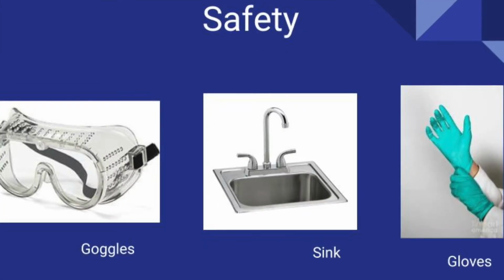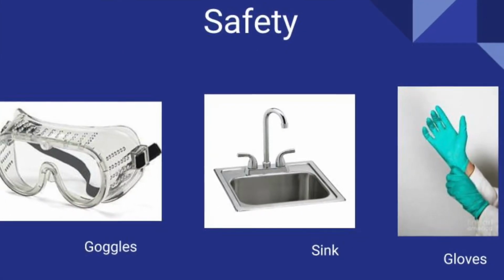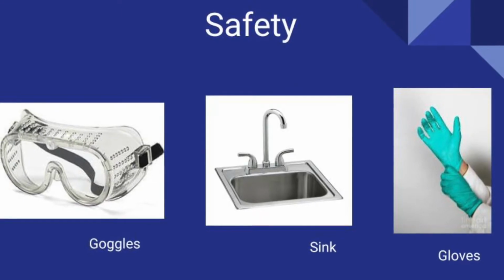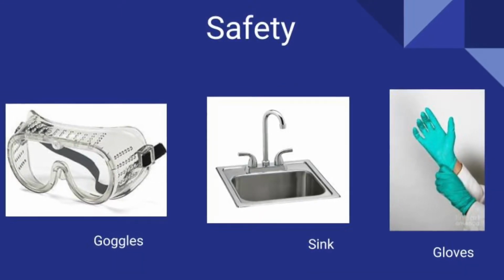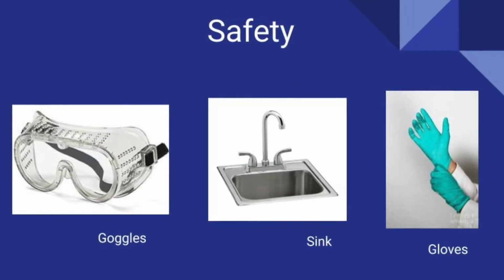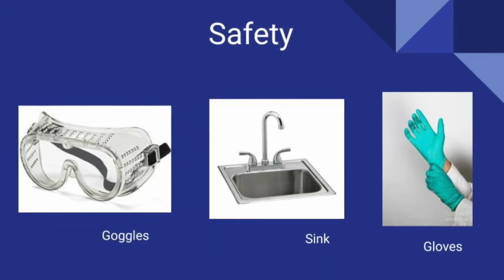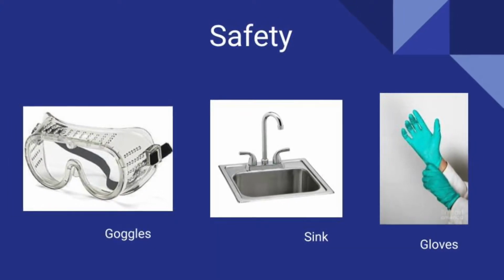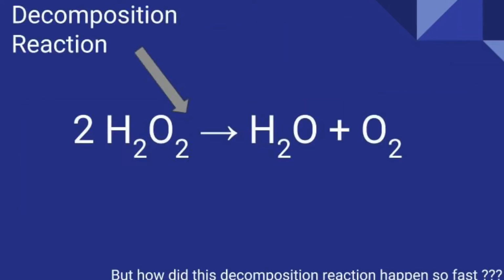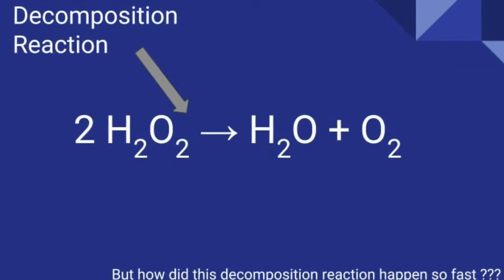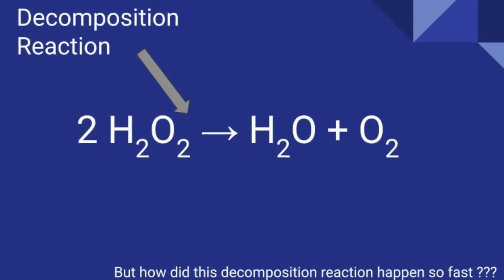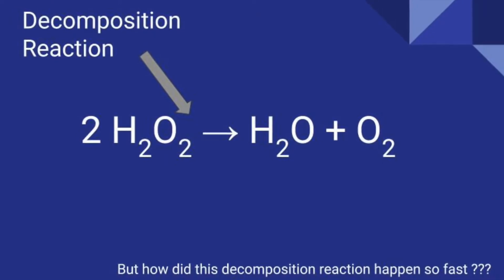During the demo, it is important to wear goggles at all times. While dealing with 30% hydrogen peroxide, it is important to wear gloves as it burns skin on contact. While 30% hydrogen peroxide is very dangerous, our experiment allows for all chemicals left at the end to be washed down the drain. The reason we were able to wash the hydrogen peroxide down the drain is because a decomposition reaction takes place in the experiment.